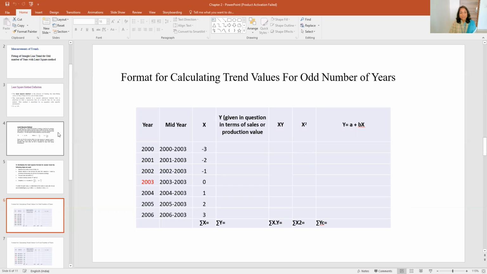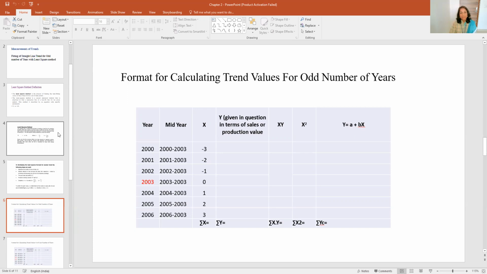Then y is whatever they have given in the question, either sales values or production values. After adding all those values, you get summation of y. Then we multiply the x variable with y, which gives you xy. Addition of all the years' data gives you summation of x into y. Then we multiply the x values with x itself, which gives you x square. Then we add all the years' x square values. The last column will be the trend values.